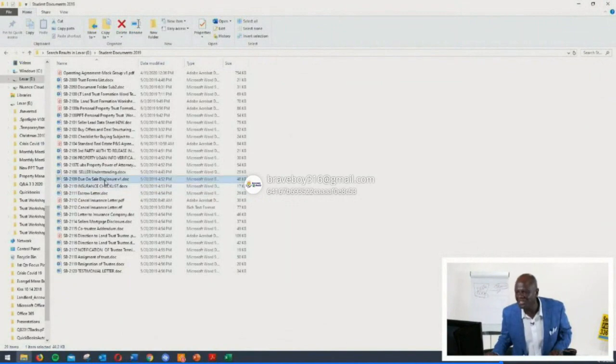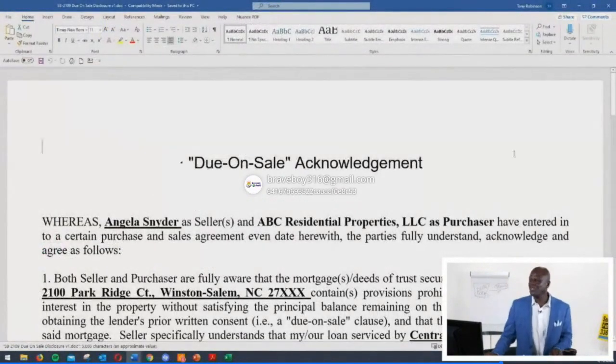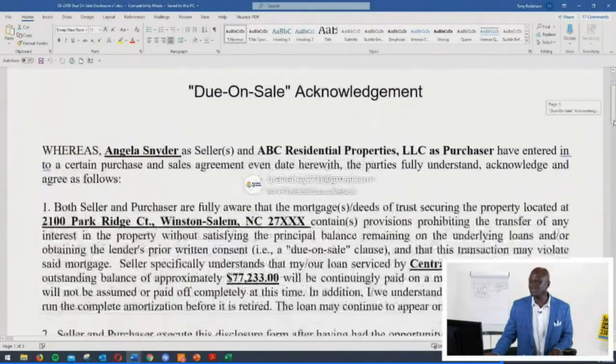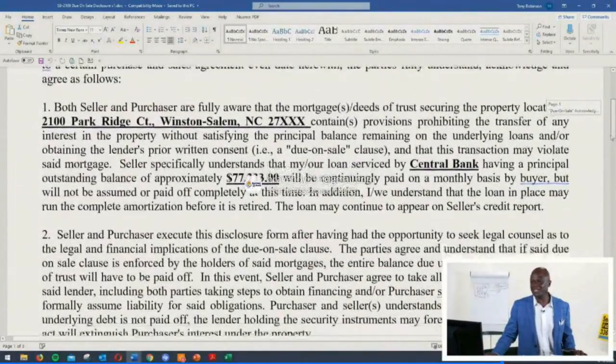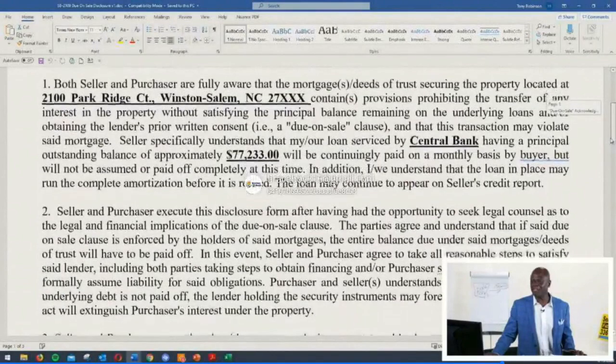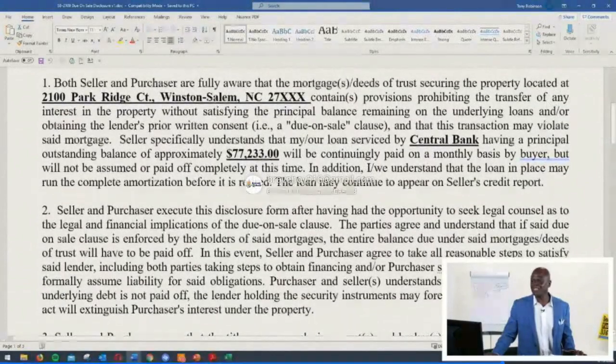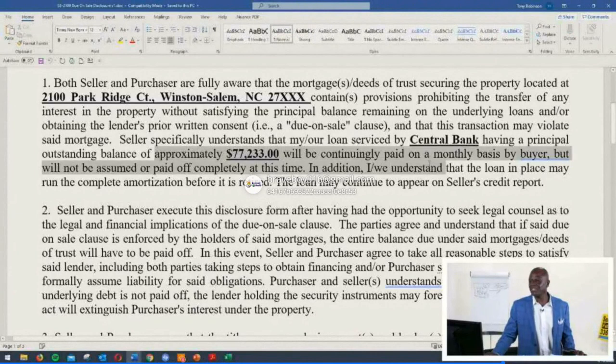The next one, guys, is a due on sale disclosure. You're telling them that there's a due on sale clause in that mortgage. I'm not going to read the whole thing, but it basically says that they know that you're taking this property subject to, and that the approximate loan balance is whatever it is, and you're responsible for making a payment continually on a monthly basis.